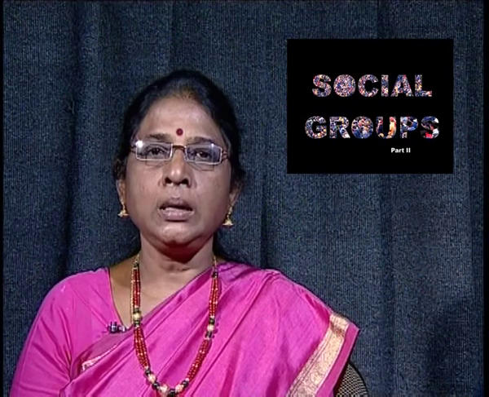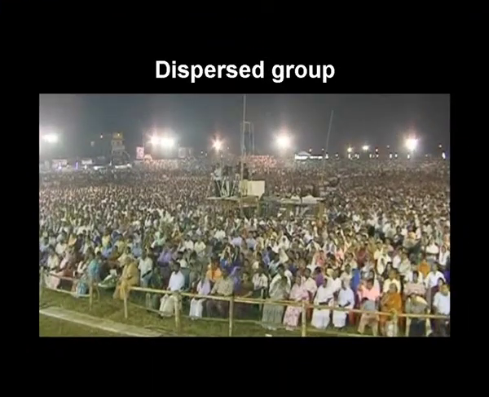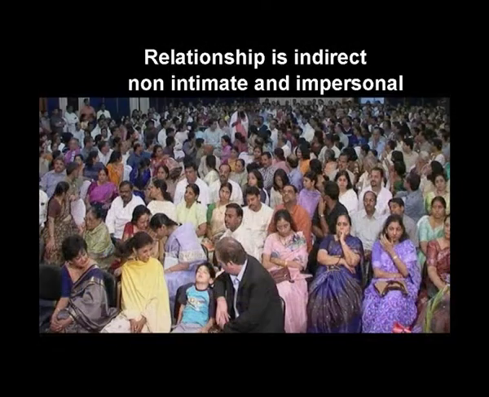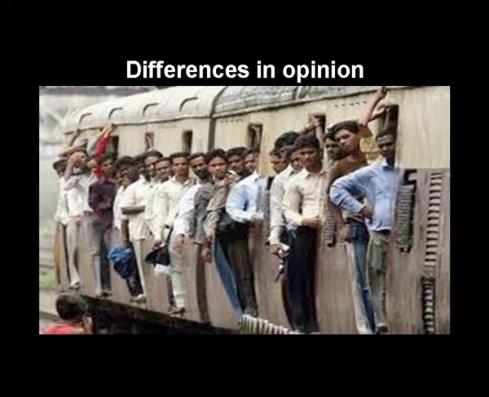Some of the characteristic features of public are: 1. Public is a dispersed group. 2. Relationship between individuals in a public is indirect, non-intimate and impersonal. 3. Public is based on differences in opinion.